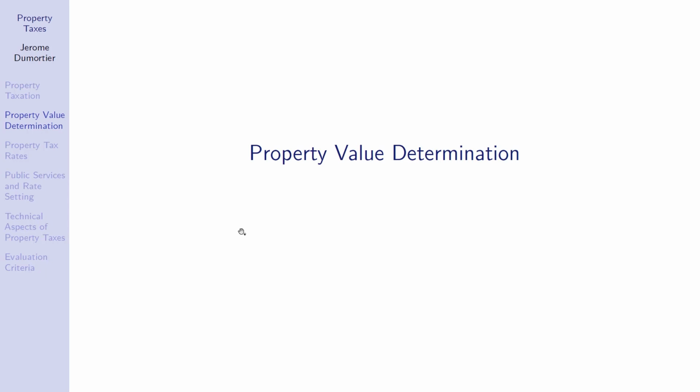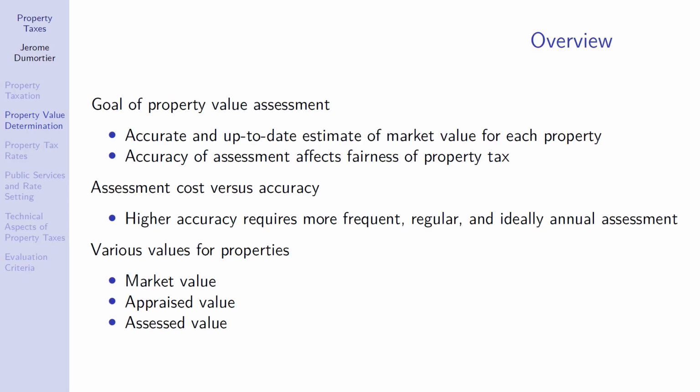Now, let us have a look at the property value determination. So the goal of property value assessment is that you get an accurate and up-to-date estimate of the market values of properties. Recall that here, when we talk about properties, we mean residential homes, commercial and industrial plants, and also agricultural land. And of course, the quality of the assessment, in the sense that it is accurate and up-to-date, is also important in terms of the fairness associated with the property tax.